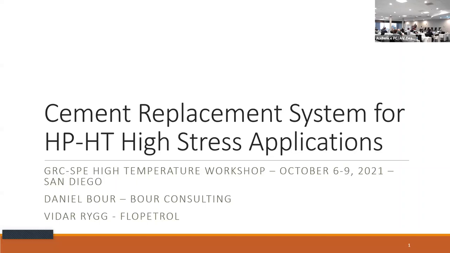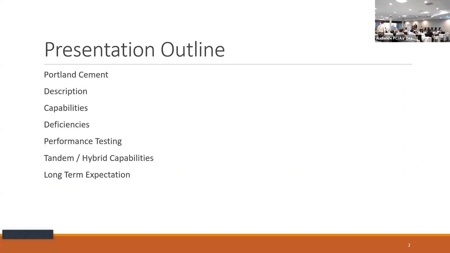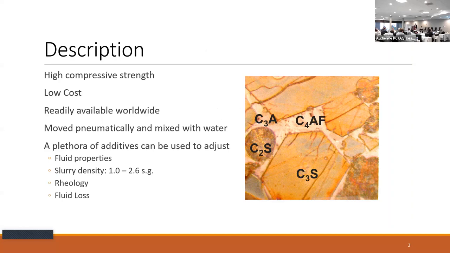My co-author is Vader Rigg from Flow Patrol, and he's one of the co-inventors of the product that I'm talking about. So we'll basically do a review of Portland cement, which we all know about and have talked about a lot. Talk about its capabilities, but also its deficiencies. And we'll talk about performance testing of a new system and its capabilities. So we all know Portland cement: high compressive strength, low cost, readily available. You mix it in water, abracadabra, you've got something hard behind your casing. And that's great. There's a plethora of additives that you can use to mix it from a specific gravity of 1 to 2.6, rheology, fluid loss, et cetera.